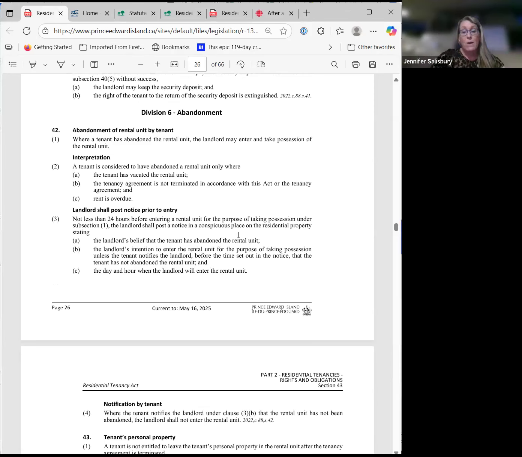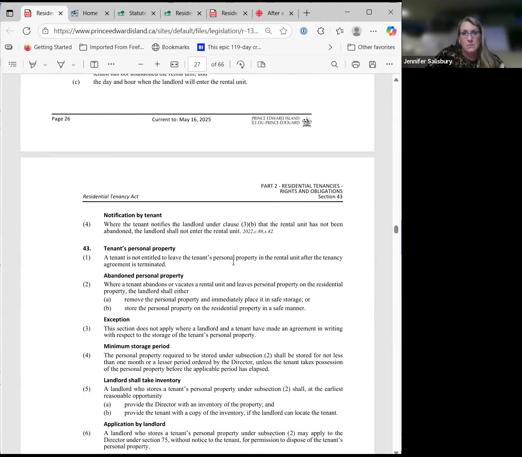A tenant is considered to have abandoned the rental unit only where a tenant has vacated the rental unit, meaning they're not there. The tenancy agreement is not terminated in accordance with the act or the tenancy agreement, and the rent is overdue, meaning they're not there, they haven't paid the rent, and the lease is still going on. Like they're still supposed to be paying and they're supposed to be living there. So you still have to post 24 hours notice of entry, basically to verify the status of abandonment.